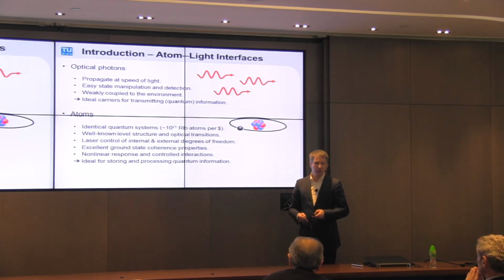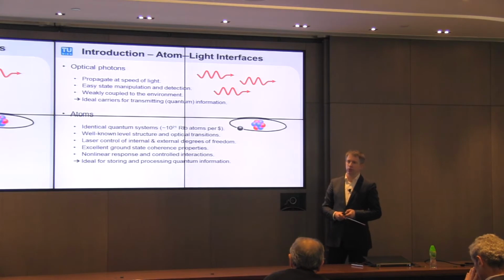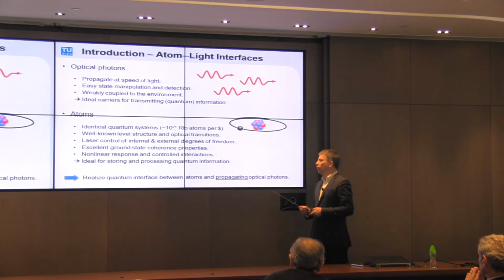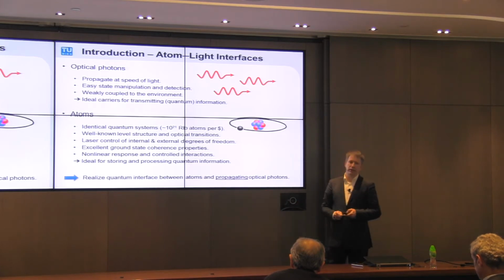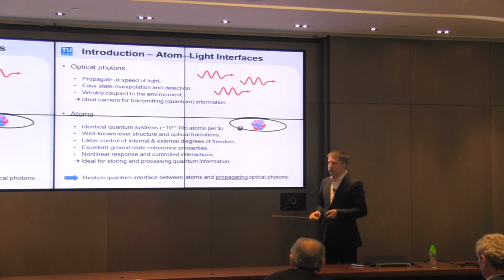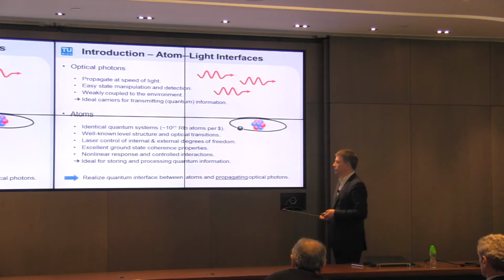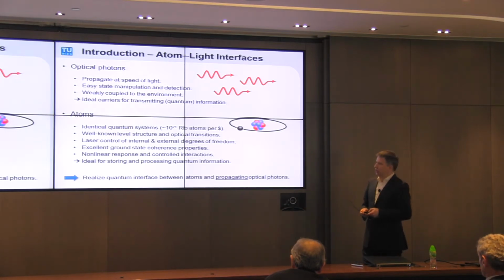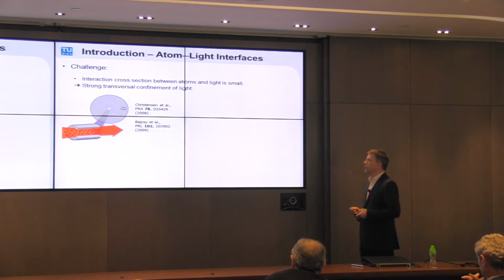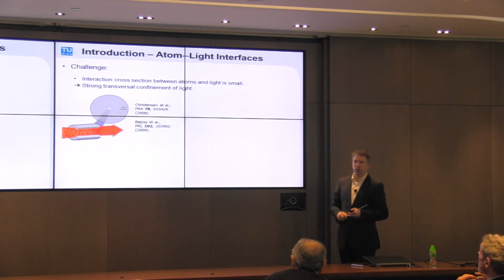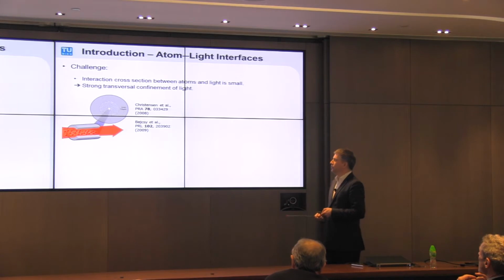So the task we have to tackle if we want to combine these two systems is to realize a quantum interface between such atoms and, here I stress, propagating optical photons. It's in general not enough to have the photons confined in a box, because eventually you would like to send this photon from one point A to another point B in order to communicate also. And actually, this is challenging for the simple reason that the interaction cross-section between atoms and photons is very small.